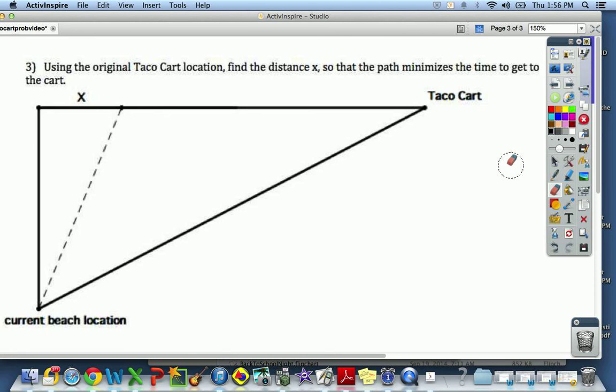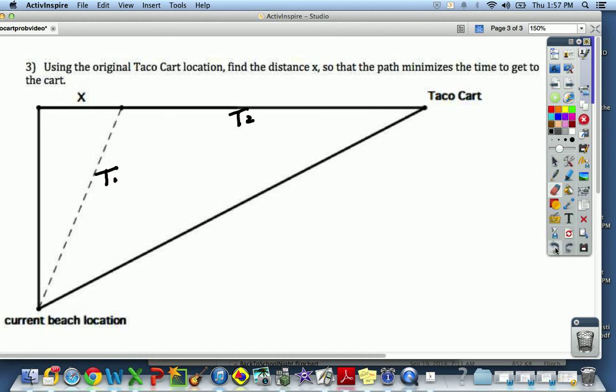So in this video, we are going to be looking at problem number 3 on the taco cart problems. In this problem, we are going to try to minimize the time that it takes to get to the taco cart. So in order to minimize the taco cart time, the time from the current beach location to the taco cart, we need to think about this in terms of time 1 and time 2.